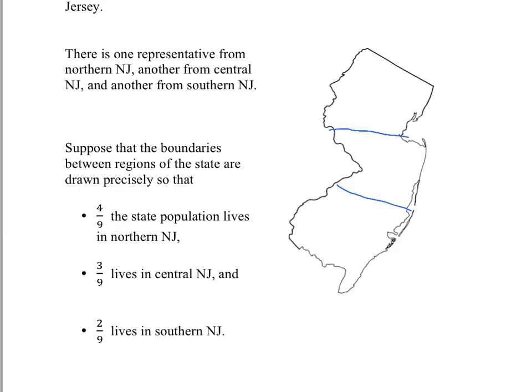And to make it even a little bit more concrete, there are approximately 9 million people living in New Jersey. 4/9 of that would be 4 million people. So 4 million people living in northern Jersey, 3 million in central, and 2 million in southern. Right? So that's a concrete way of thinking about it.